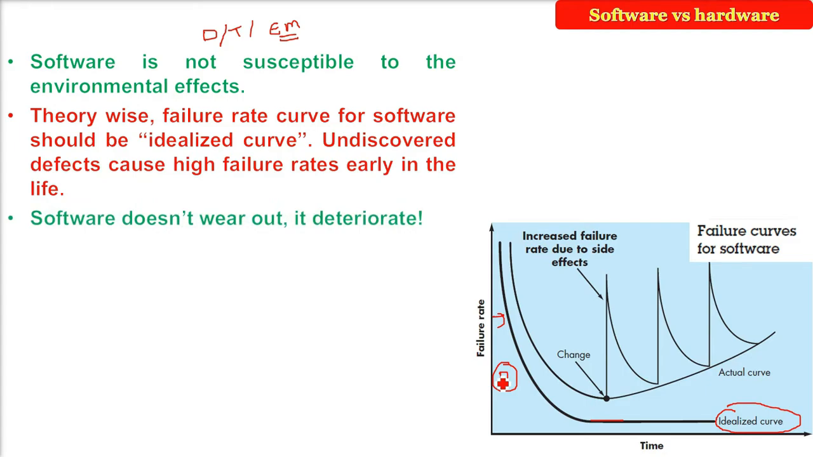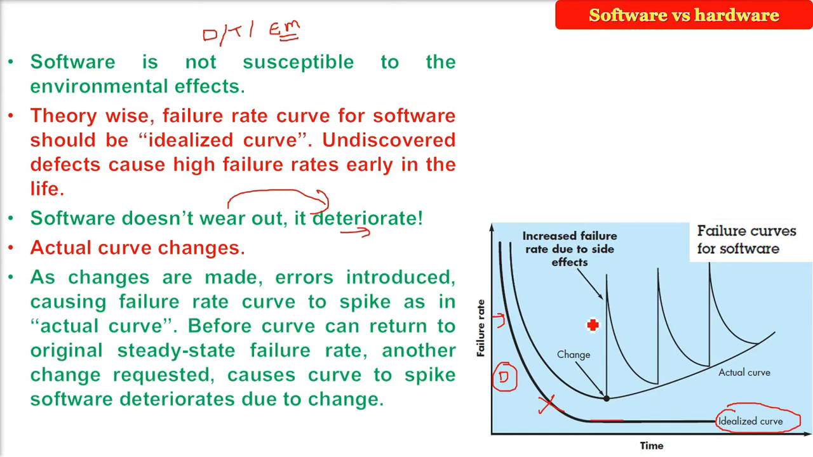But what does it mean? Software doesn't wear out, as I said. It is not hardware. But it deteriorates. What is deterioration, and what is the difference between deterioration and wearing out? There will be some problem, not like hardware, but because of the nature of the software industry, where the actual curve is different. When you make software, there will be certain changes. For example, this is the first change. Whenever this change comes, there will be a spike. The client will come and say, no, I don't want this, I want this functionality. So there will be a spike, that is, the failure rate will increase with time.